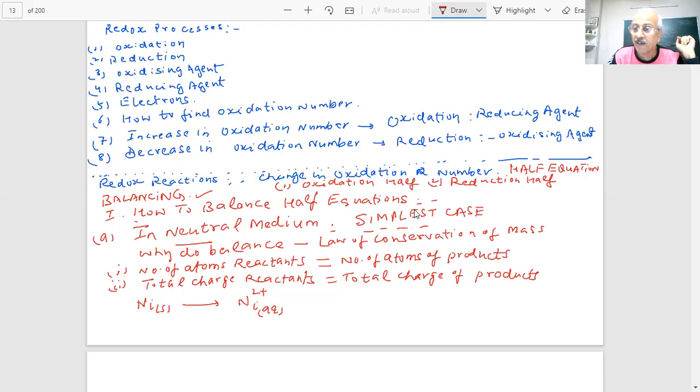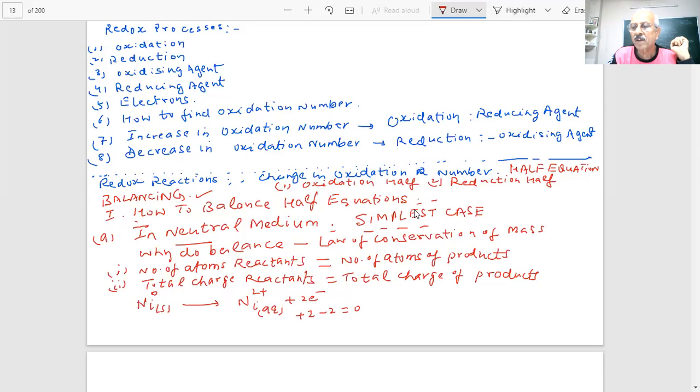One. Here one atom is balanced. But charges, how many are there? Two. So here what is the charge? Is there any charge here? Zero. On the left side there is zero charge. So how do I balance the charges, student? 2 plus, if I add here 2 electrons, what will happen? 2 plus and 2 minus will become 0. Now the charges are balanced.